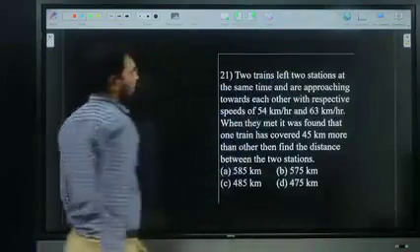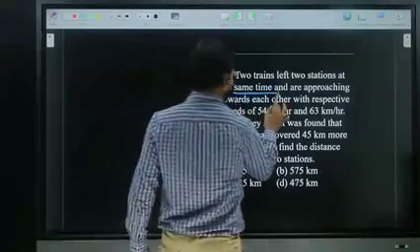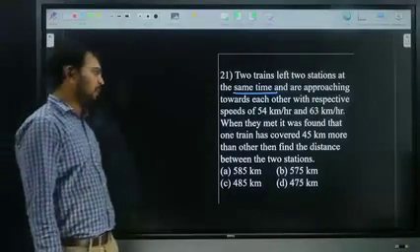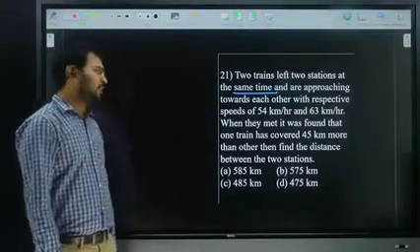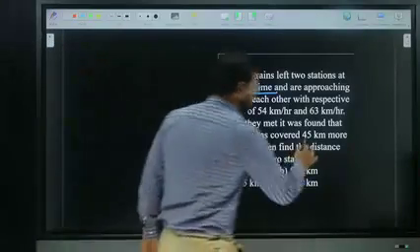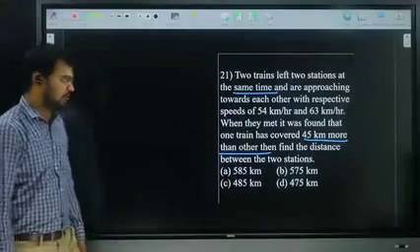Next question. Two trains left two stations at the same time and are approaching towards each other with respective speeds of 54 km per hour and 63 km per hour. When they meet, it was found that one train has covered 45 kilometers more than the other. Then find the distance between the two stations.